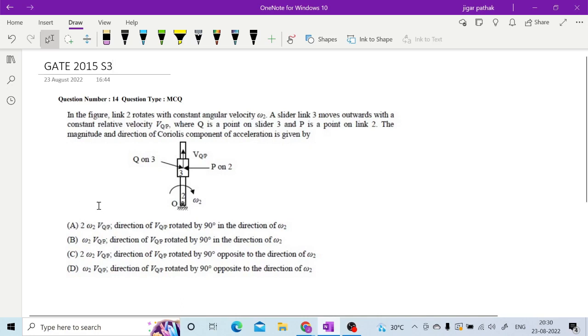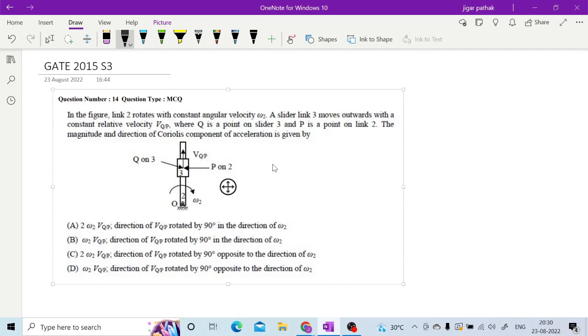Can anyone answer this question? It is easy only, right? Can anyone answer? Option A. A is the correct answer. 2 omega V is the magnitude, and the direction of VQP is rotated by 90 degrees in the direction of omega 2. This particular VQP is directed in the direction of omega 2, in order to get the direction of the Coriolis component. So 2 omega V will be in this direction. V will be rotated in the direction of omega.